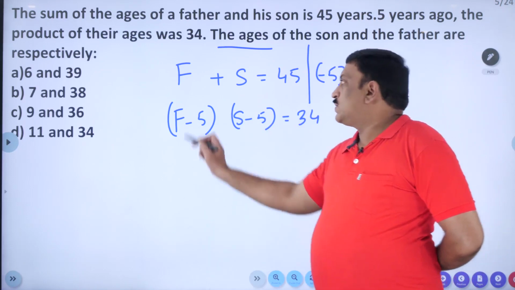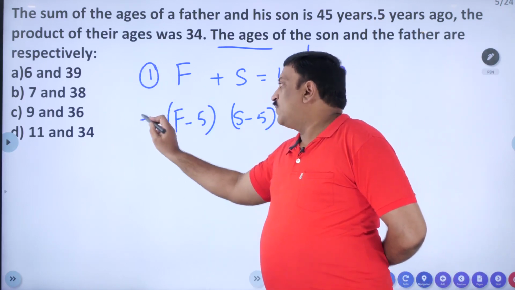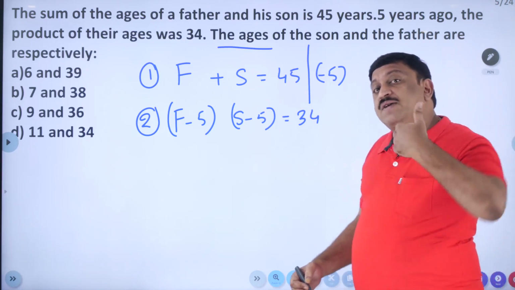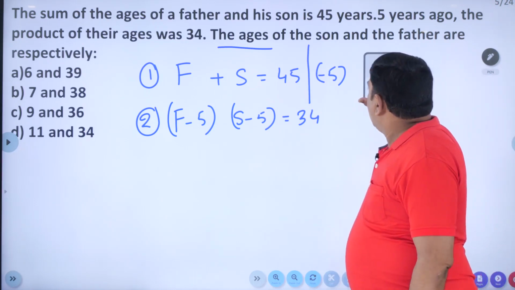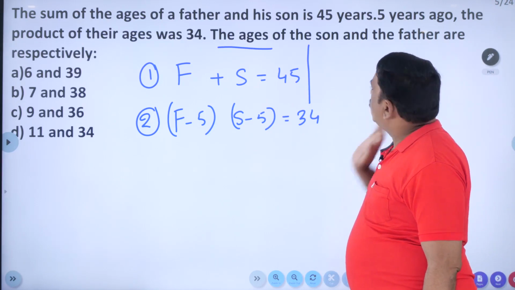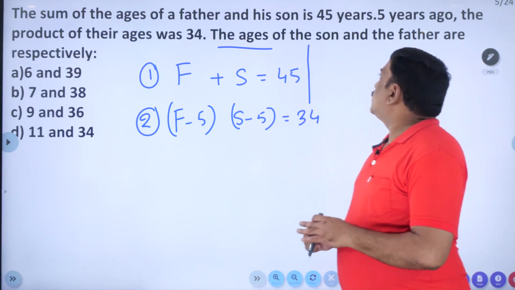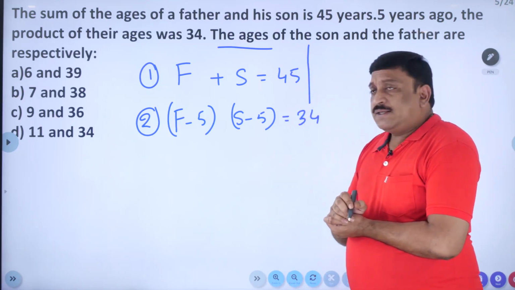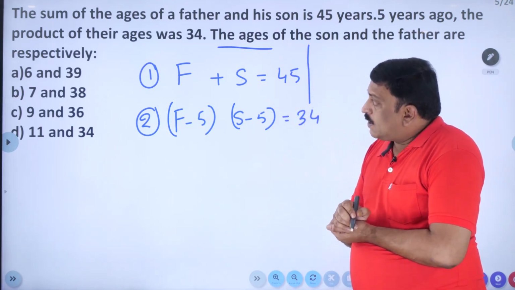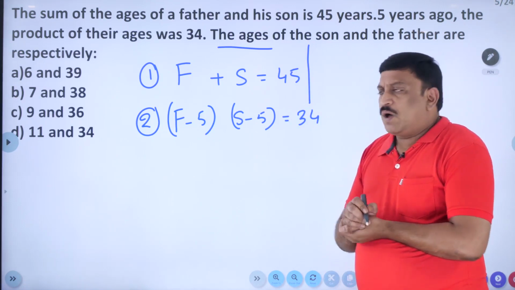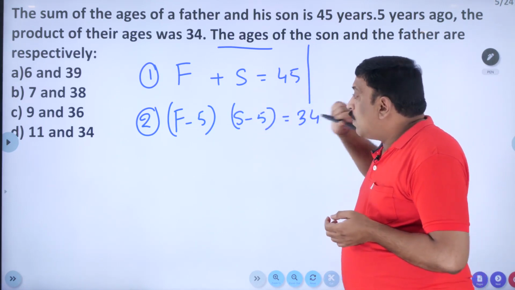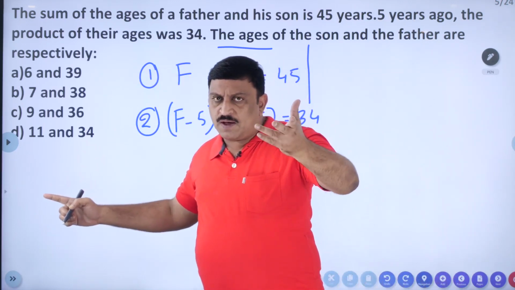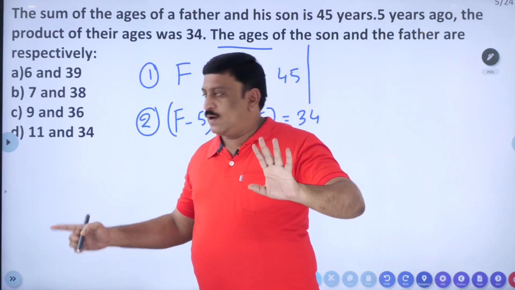There are two pieces of information given in the question. One is the sum of their ages. Second is the product of their ages 5 years ago. Then how do we find the present ages? Let us see what happens if you use the options. You can definitely do it with the options. Father and son, total it is 45. Check whether it is 45. If the sum is not 45, then rule out that option.